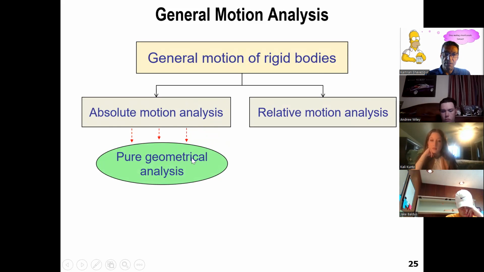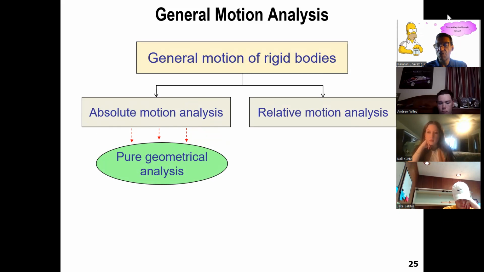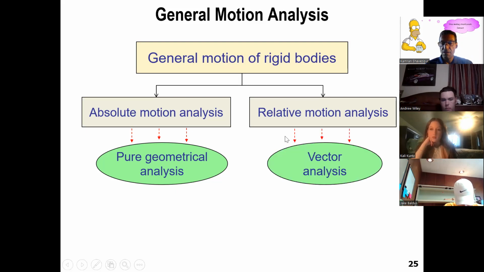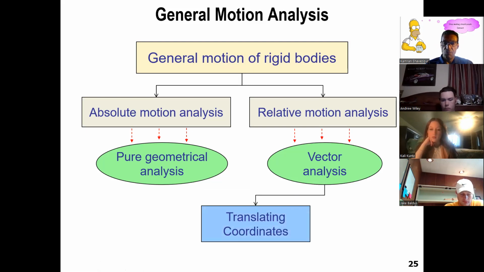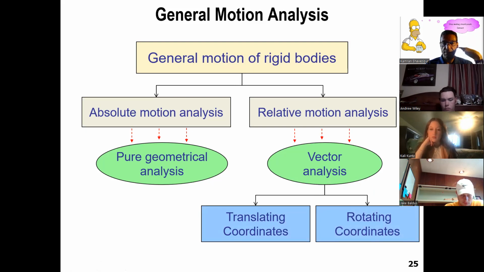Absolute motion analysis is purely geometrical, which means it's similar to the constraint motion that we had in chapter 12. You find equations that relate the geometry of 2 points, right? In chapter 12, the 2 points were 2 particles. Here, the 2 points are on the same rigid body. I know this looks confusing, and I'm going to explain it later in detail. In relative motion, we use vector analysis, which has 2 approaches. We're going to talk about that later.